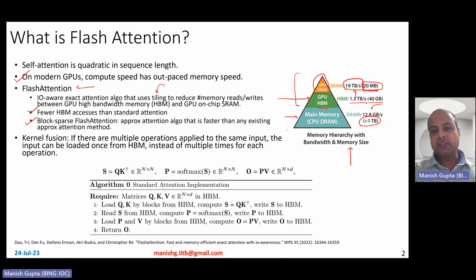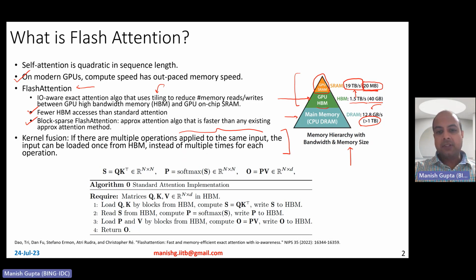Broadly, flash attention uses this concept of kernel fusion. So the idea is that a process, in very crude terms, inside a GPU is called a kernel. And if there are multiple operations that are applied to the same input, the input can be loaded just once from HBM instead of multiple times for each operation. Okay, so if several of these kernels require access to the same input and want to operate on it, you could load that input just once rather than each of those kernels loading their own copies. And that's what is called kernel fusion.